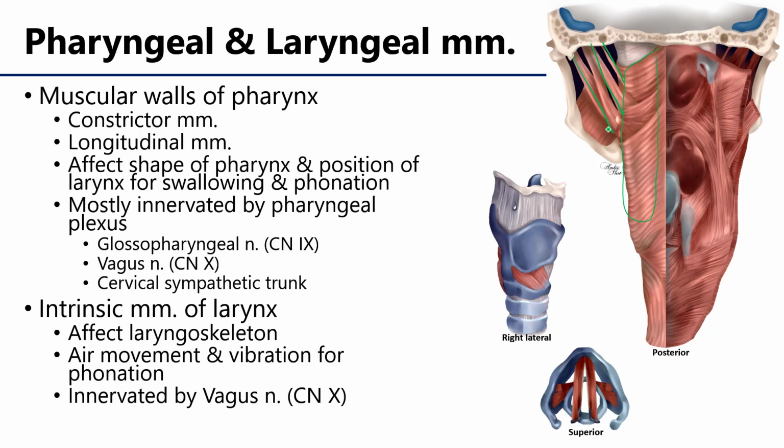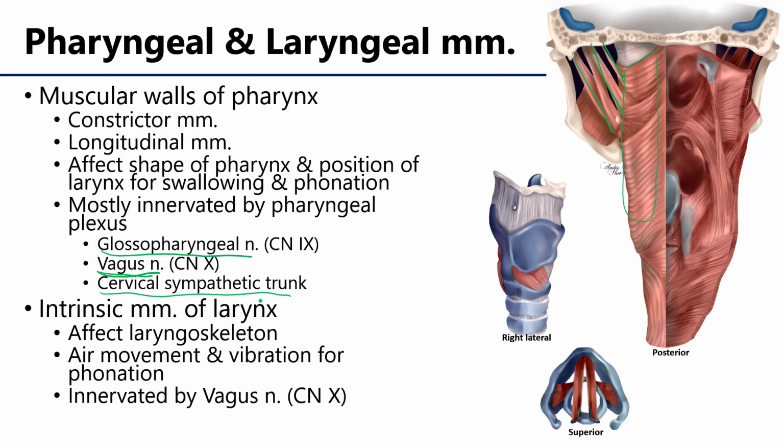Most of these muscles are innervated by the pharyngeal plexus, so the motor component of which is the vagus nerve, the sensory component of which is the glossopharyngeal nerve. The parasympathetic component comes from the vagus nerve, and the sympathetic component from the cervical sympathetic trunks, all to be discussed in much granular detail later.